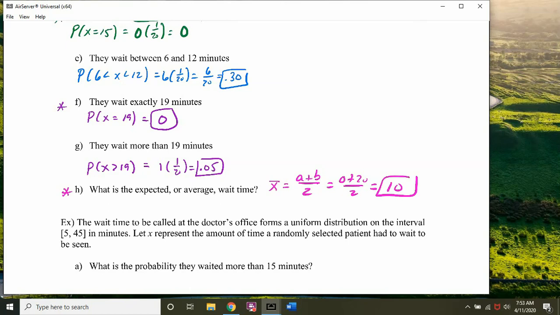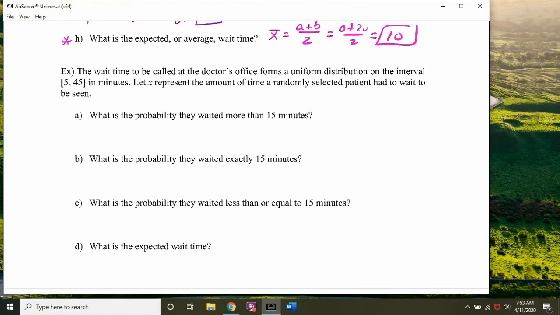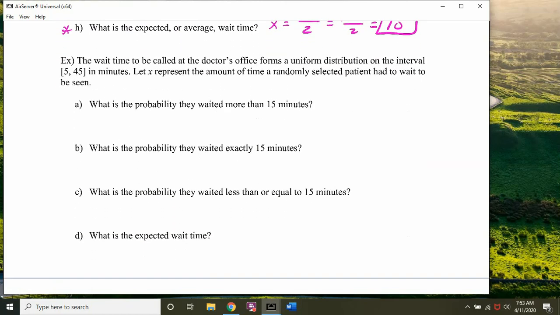Okay, and this is the gist of these types of questions. As you'll see in the next example, again, I use wait time as our uniform distribution. So let's again see how these play out. The wait time to be called at the doctor's office forms a uniform distribution on the interval 5 to 45 minutes. So that means you've checked in, you know you're going to be waiting at least 5 minutes before they call you in to be seen, and you may wait up to 45 minutes, depending on how busy they are, or anywhere in between with equally likely probabilities.